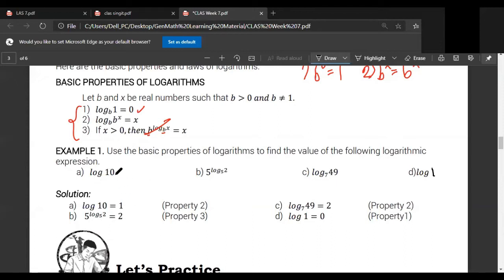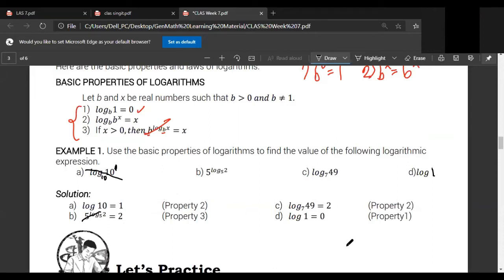Bakit nga ba? Kasi, di ba, katulad ng sinabi ko, lahat ng numbers po, merong exponent na 1. And then, ang logarithm na walang base ay merong base na 10. So, simply cancel. So, ano yung natira? May exponent. So, 1. Okay. Letter B naman, 5 raised to the logarithm of 2 with the base 5. Cancel lang si 5 raised to log of 5. So, maiwan si 2. Property number 3 yon.